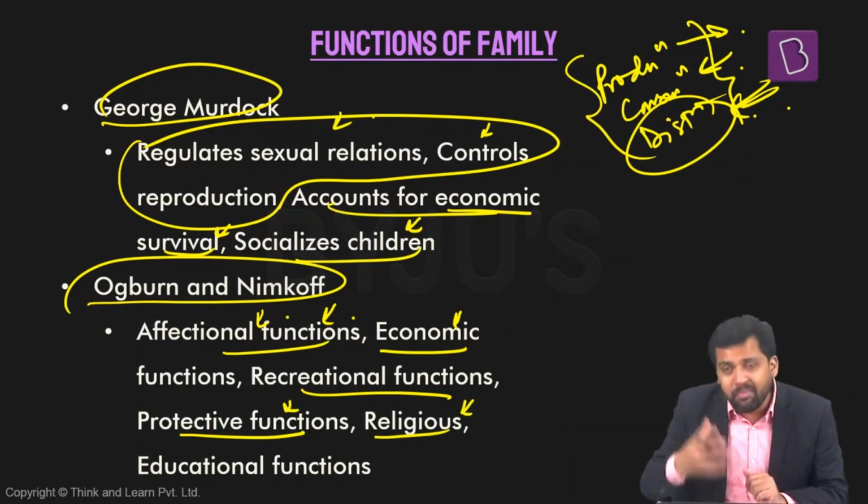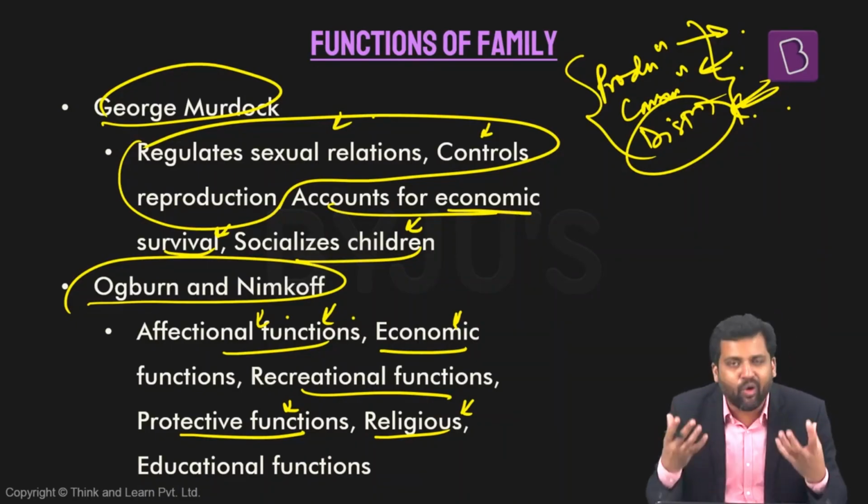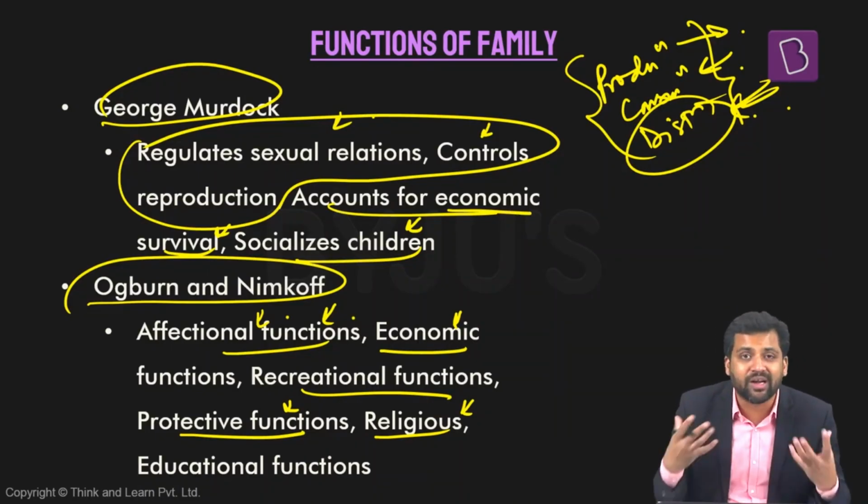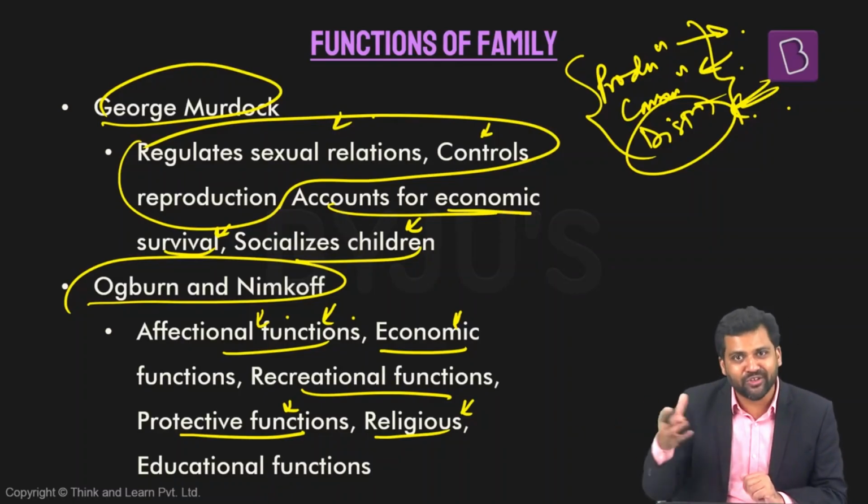Religious functions are also carried out. Family imparts religious training to its members. When a child is born, the child does not know which religion he or she belongs to, what the different kinds of religious activities are, what beliefs and practices to follow. But the family does that. Religion gets transmitted from one generation to another through the institution of family.